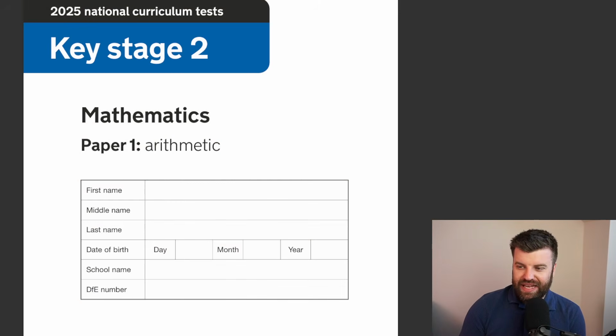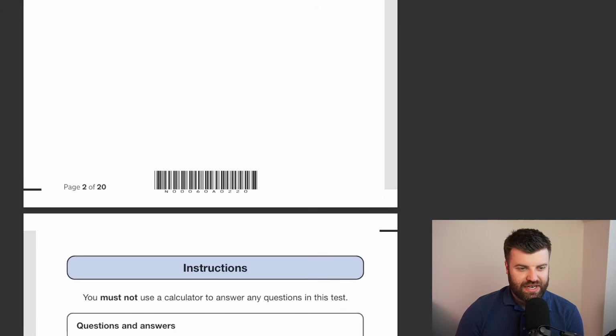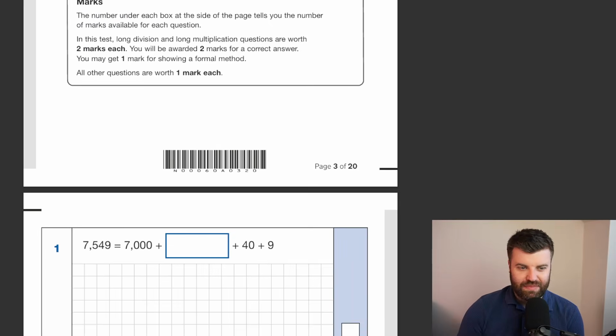My name is Dylan, and in this one we are going through the arithmetic paper from the 2025 Year 6 SATs. We can see it here. Look at that front page, 2025, it's here, it's been released. We're going to go through every single question now, so skimming through some instructions and blank pages.